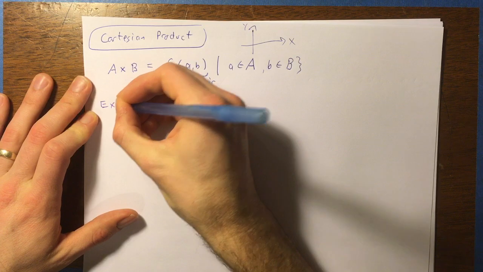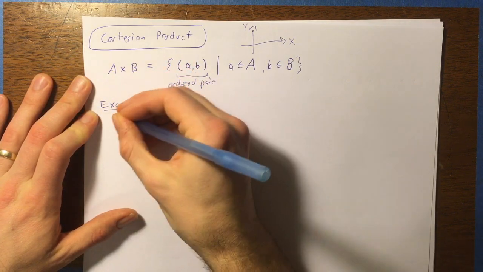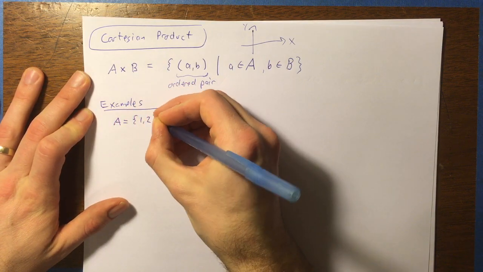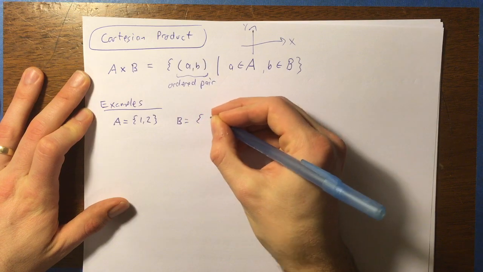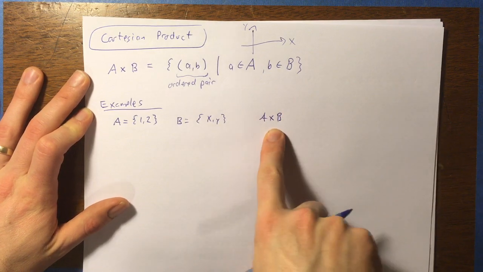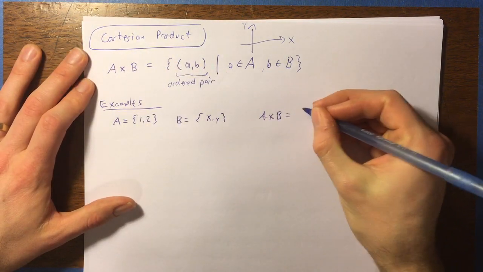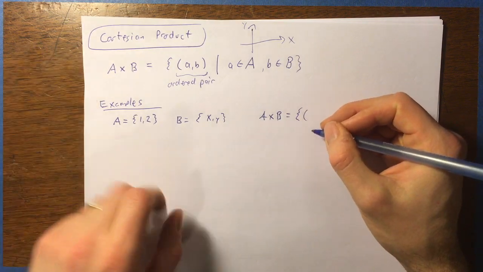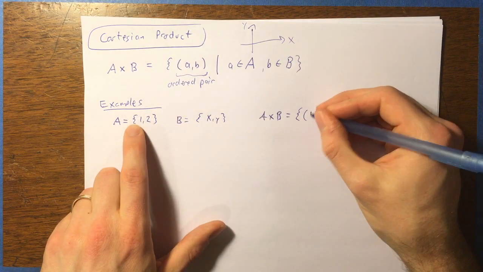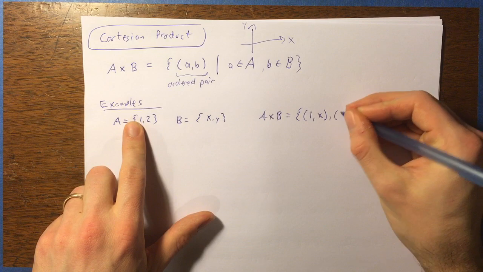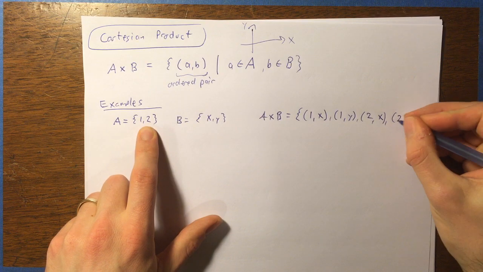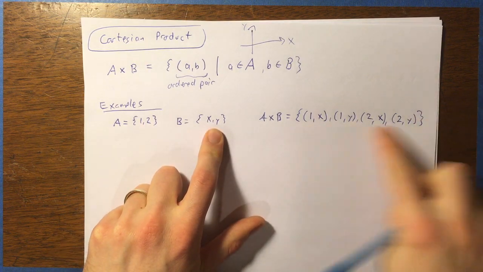So let's look at an example. If you take A equals the set {1, 2}, and B equals the set {x, y}, then A cross B, which is how you say that, A cross B is A Cartesian product with B. This is the set that's going to contain several things. Any ordered pair we can make by taking a thing from A and a thing from B. So one would be 1 comma x, but we could also do 1 comma y, or 2 comma x, or 2 comma y. And that's it. Those four things.